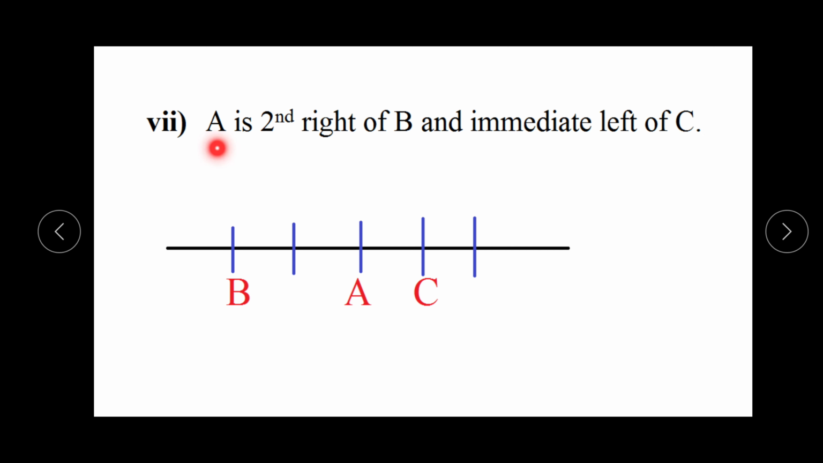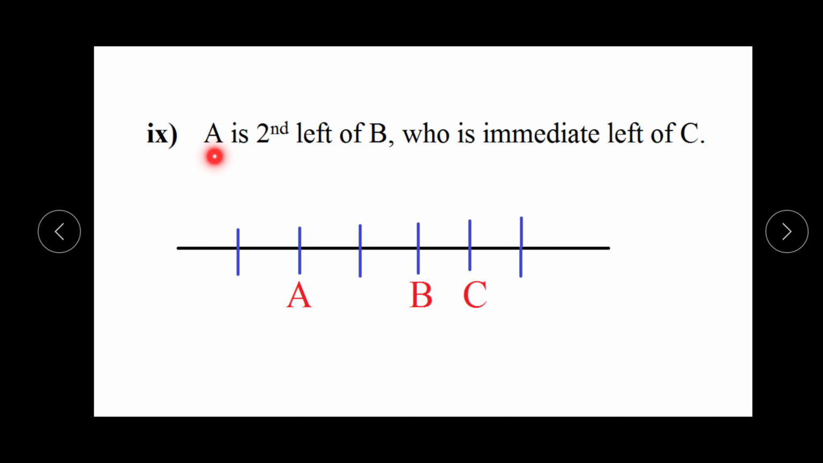The next is: A is second right of B and immediate left of C. Here "and" is used for A. It means A is second right of B. This is the first position and this is the second position. And A is immediate left of C, and this is the immediate left of C.